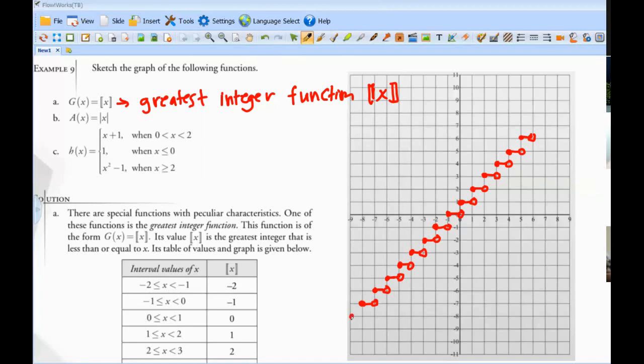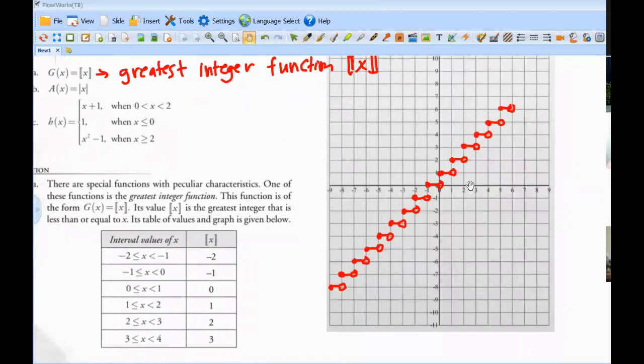So when we have that -2 to -1, look at the graph, how it looks like. The greatest integer of this is -2, because it can be equal. Less than -1, it is open. All right, so in this form. So that's what you call the greatest integer function.